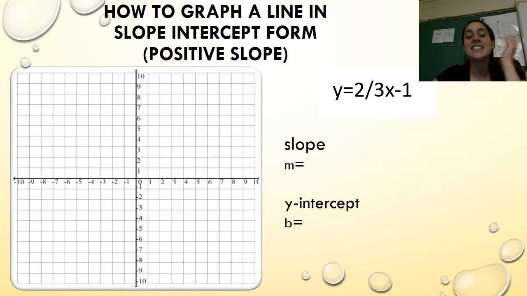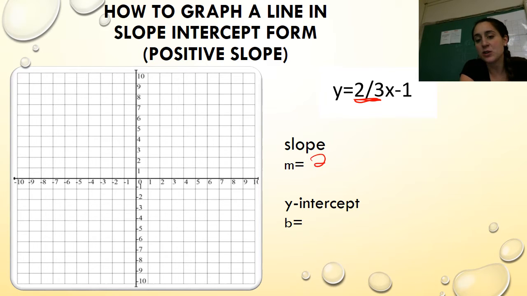All right, hey guys. Today we're going to learn how to graph a line. The first one we're going to look at is in slope-intercept form, and it's going to have a positive slope. So the first thing I look for is my slope, which is located right in front of my x. As you can see, the slope here is 2/3. So I like to put that down.